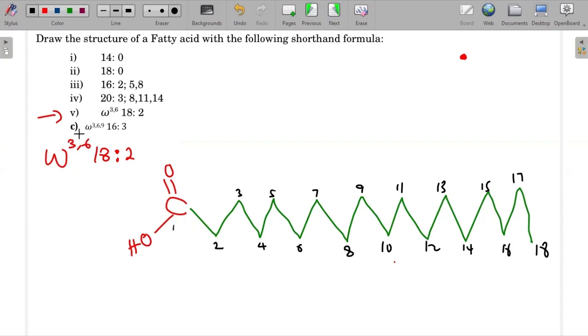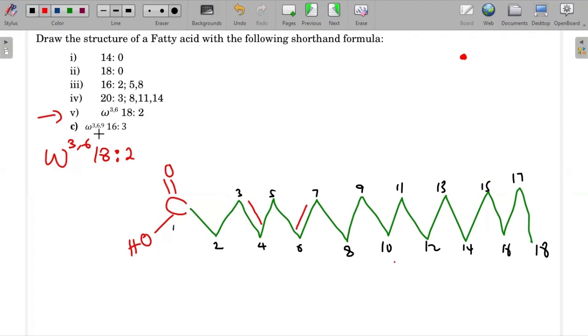But we were told at carbon number 3 and 6, there are double bonds. So this is carbon number 1, 2, 3. It means here there's a double bond like that, at carbon number 3. And then also at carbon number 6, so this is 5, 6, so 6 is there. Here, there's also a double bond like that. So that is going to be the structure for the fatty acid on part 5 there.